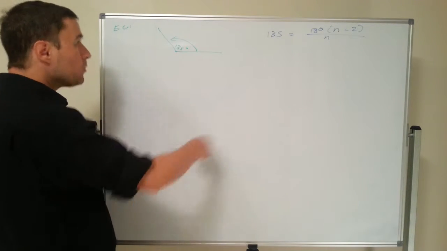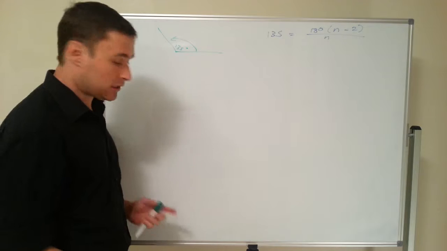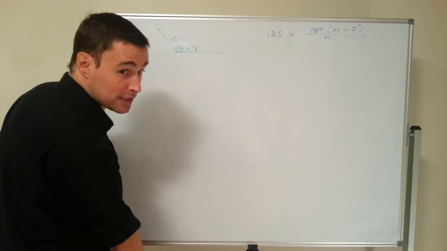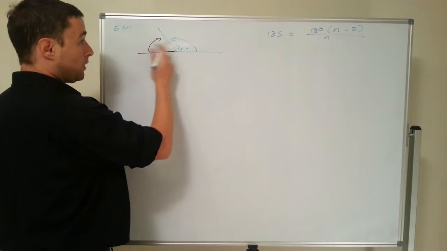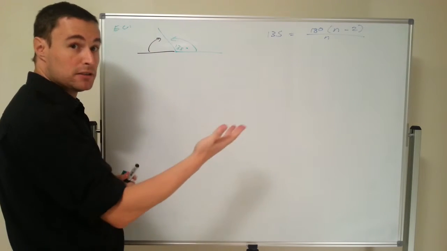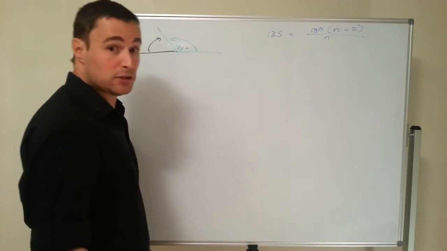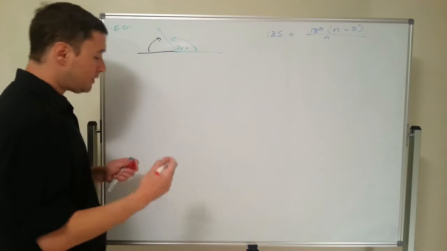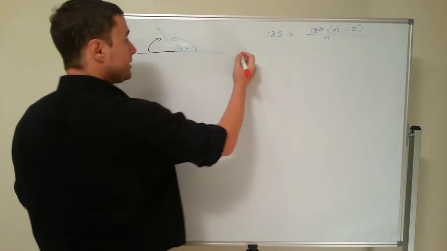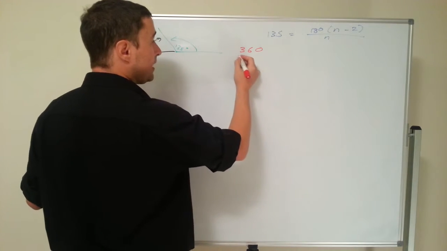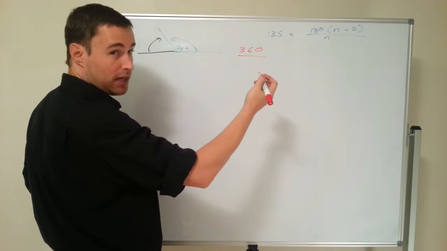I know that on the way around, I've got to do 360. The external angles have to add up to 360. So that means that this one here, I can work out that one and then do 180 minus that answer to get the internal. Okay, well, let's do the external, right? So the external has to add up to 360, so I can go 360 divided by the external will give me my number of sides.